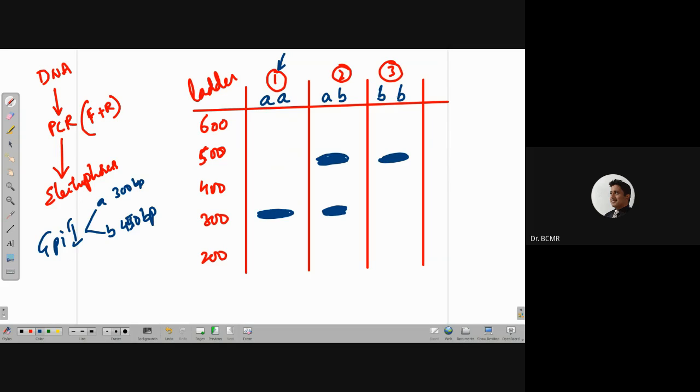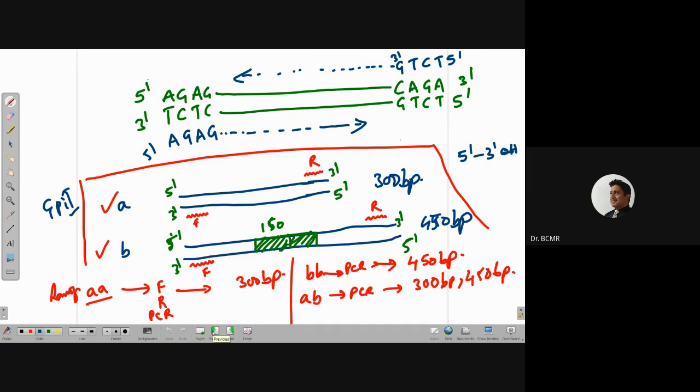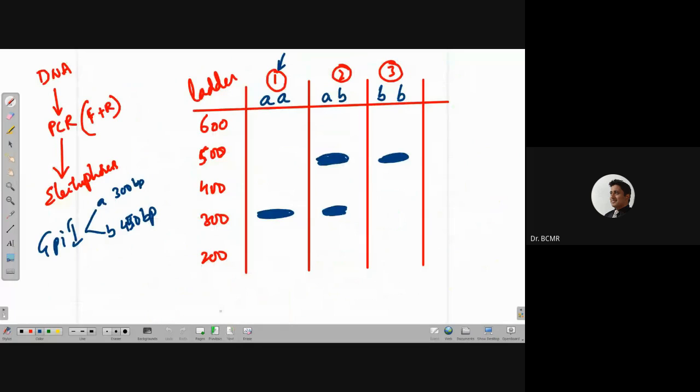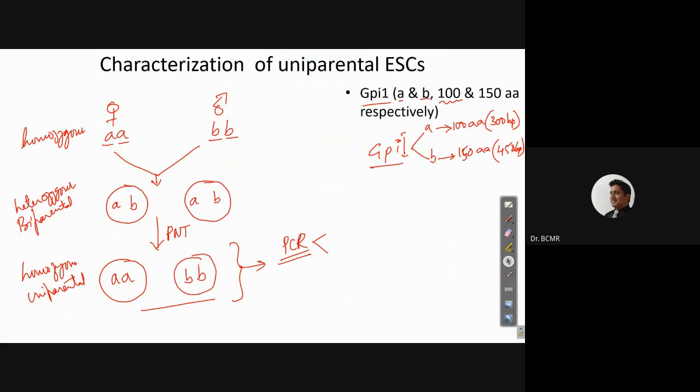So can you tell, if anybody can tell me which of these are uniparental based on our previous experimental setup? I'll just show you the previous experimental setup. Okay. This is the experimental setup, right? We've taken a mother who is homozygous for A, father homozygous for B, and we made these zygotes, and then we performed pronuclear transfer, and we got some things, and these are 1, 2, 3. Assume we made 3 or so.